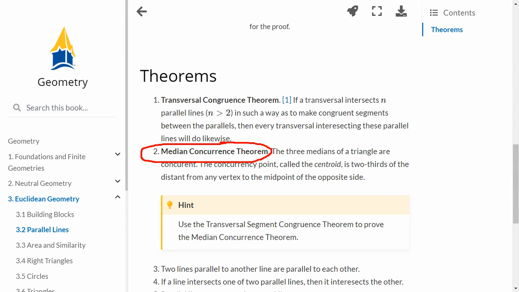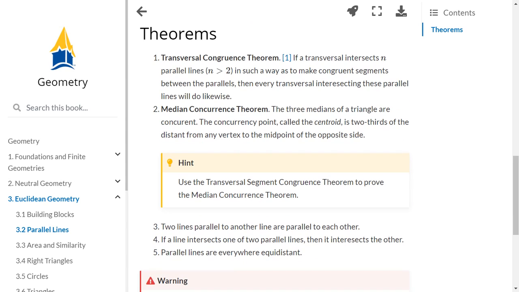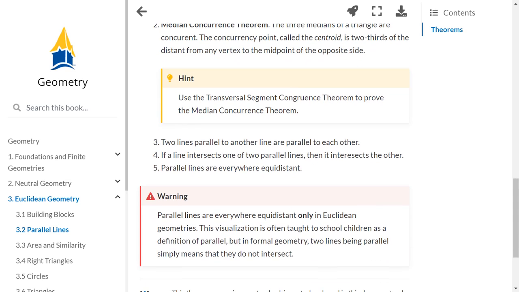Why? Well, I'll prove this theorem and you'll just have to watch it. I don't see a real easy explanation. The theorem's a little bit technical, but it totally relies on theorem 1. So the proof of theorem 2 totally relies on the result from theorem 1. And then we just have a couple more parallel line theorems. Two lines parallel to another line are parallel to each other. If one line intersects one of two parallel lines, then it intersects the other.